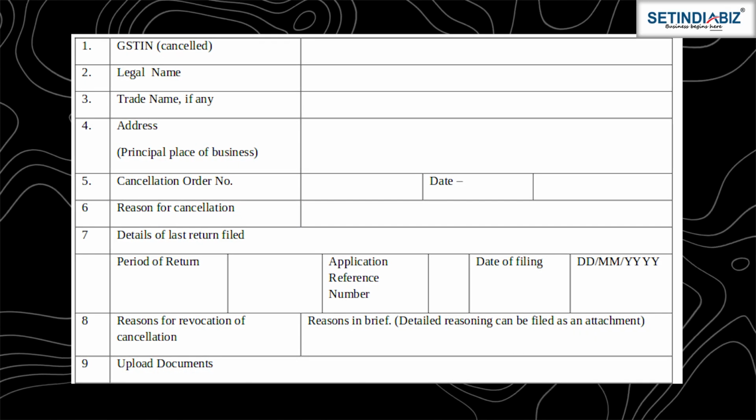First, you need to make an application to the GST department using Form GST REG-21. This has to be done within 30 days from the date the cancellation order was issued. If the tax authorities are satisfied with your application, they'll revoke the cancellation within 30 days from your application date.